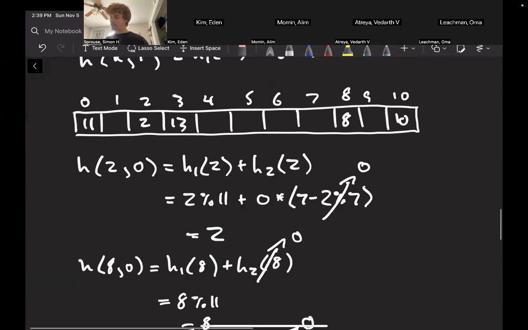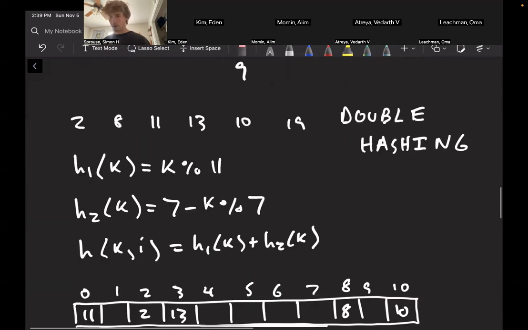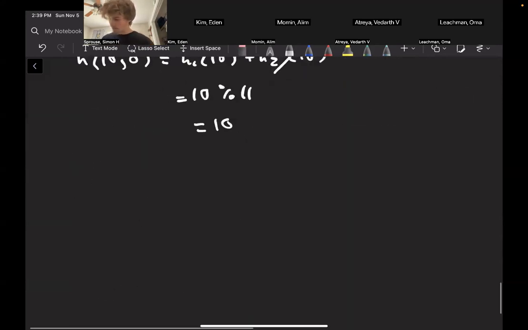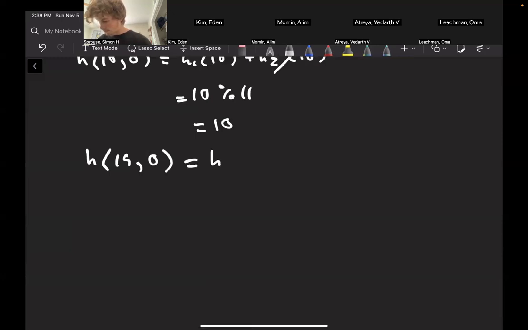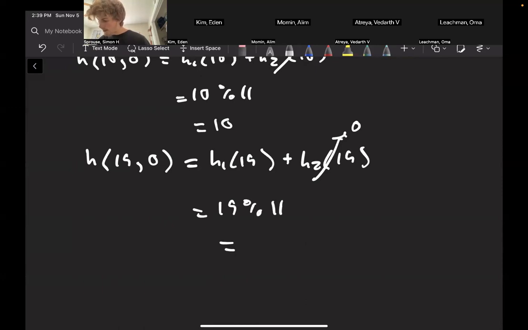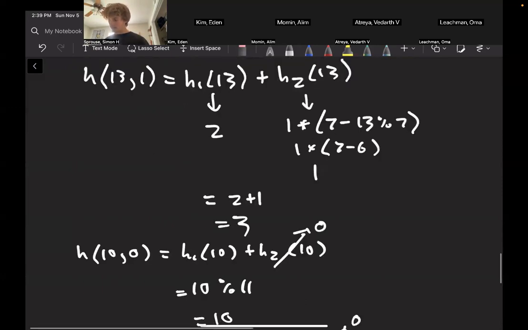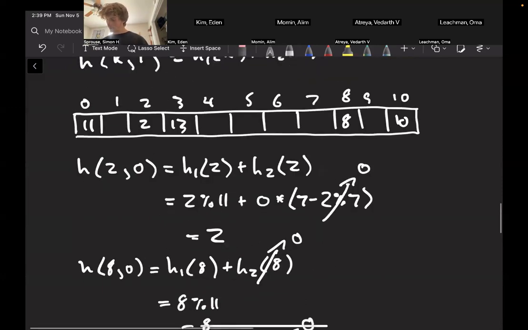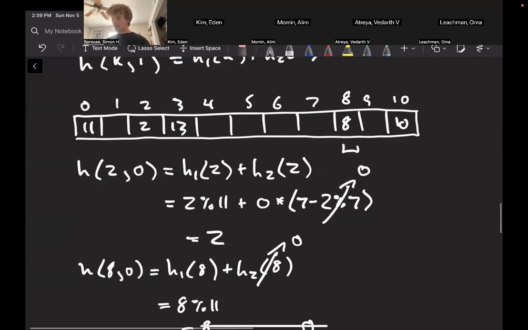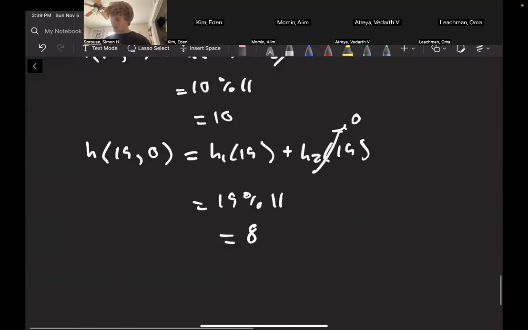And then here's the interesting one. 19 is actually quite interesting in this example. We're going to start by computing the initial hash, and we can assume that we don't need the second hashing function yet. So this is going to be 19 mod 11, which is 8. And as we can see, something is already there. So now we get to resolve this collision.